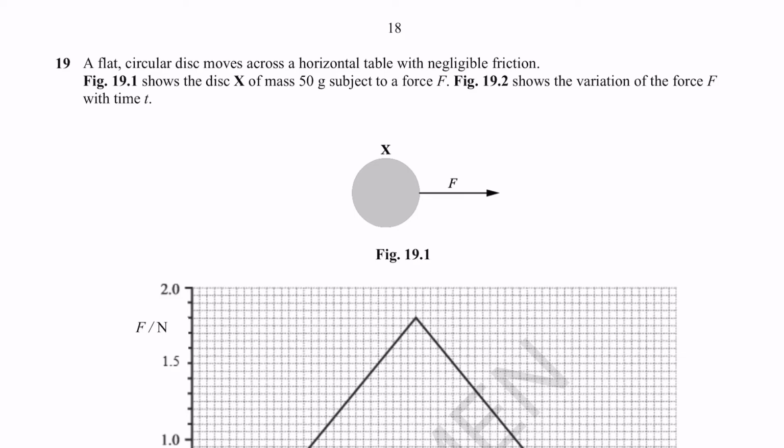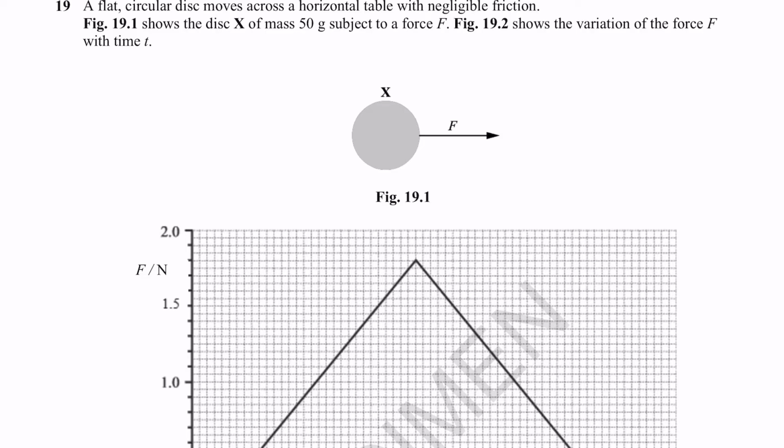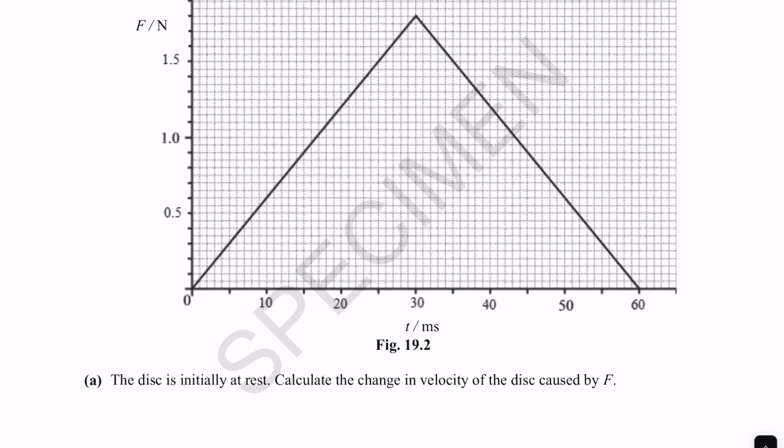Question number 19 says, a flat circular disc moves across a horizontal table with negligible friction. Figure 19.1 shows the disc X of mass 50 grams subjected to a force F, and shows the variation of force with time. Okay, let's look at the first part. It says the disc is initially at rest. Calculate the change in velocity of the disc caused by the force F.